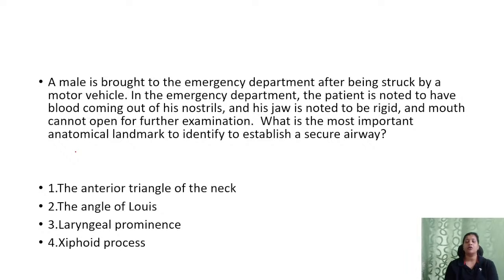A male is brought to the emergency department after being struck by a motor vehicle. In the emergency department, the patient is noted to have blood coming out of his nostrils. His jaw is rigid. Mouth cannot be opened for further examination. What is the most important anatomical landmark to identify to establish a secure airway? Anterior triangle of the neck, angle of Louis, laryngeal prominence, xiphoid process. Yes, I'm waiting for your answers.